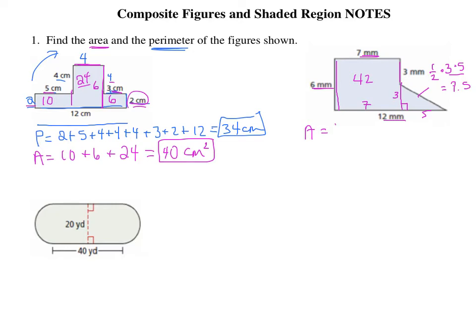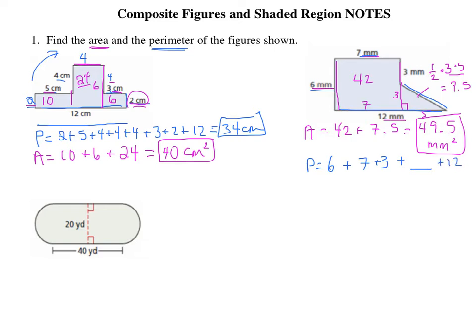So if I add those together, 42 plus my 7.5, then I get 49.5, and this is millimeters, so it'd be millimeters squared. All right, so on for my perimeter, I have 6 plus the 7 at the top, plus my 3, plus I'm missing this piece right here, and then all of the bottom will be 12.